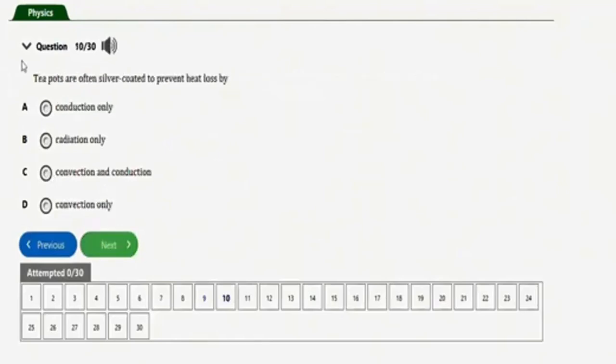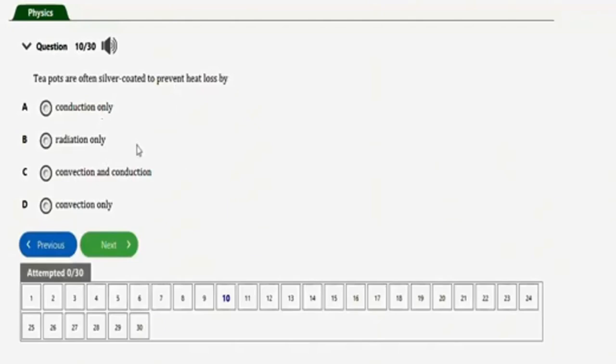It says teapots are often silver coated to prevent heat loss by, we have conduction only, radiation only, convection and conduction, D, convection only. So guys, the correct option to this question is option B, to prevent heat loss by radiation only.